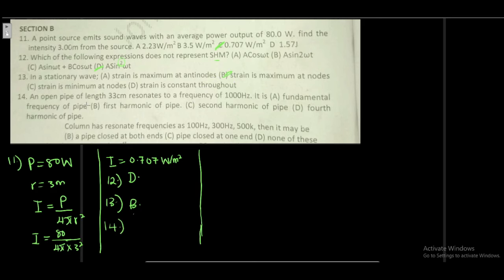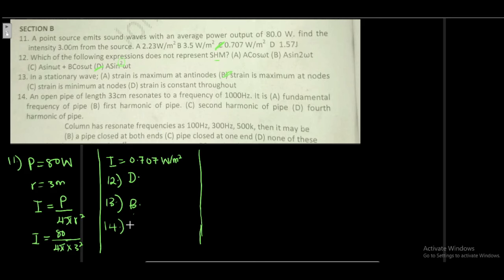Question 14: an open pipe of length 33 cm resonates to a frequency of 1000 hertz. Is it A, the fundamental frequency of the pipe; B, first harmonic of the pipe; C, second harmonic of the pipe; or D, fourth harmonic of the pipe? So how do we go about this question? It is very, very easy. Could this frequency be the fundamental frequency, or the first, second or fourth harmonic, as the case may be? That's what you're asked to look for.